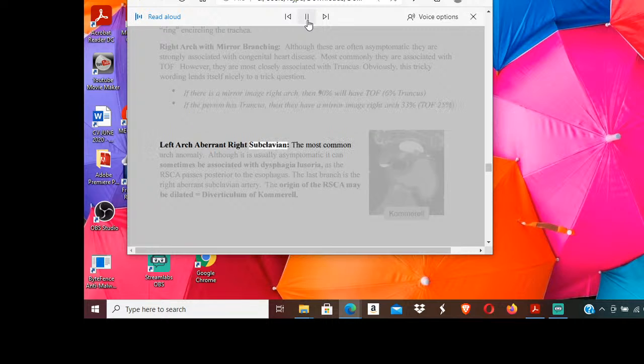Left arch with aberrant right subclavian is the most common arch anomaly. Although it is usually asymptomatic, it can sometimes be associated with dysphagia lusoria, as the RSCA passes posterior to the esophagus. The last branch is the right aberrant subclavian artery. The origin of the RSCA may be dilated, equals diverticulum of Kommerell.